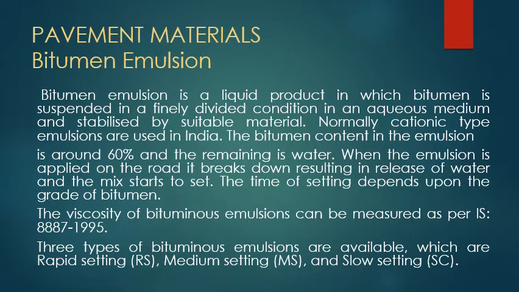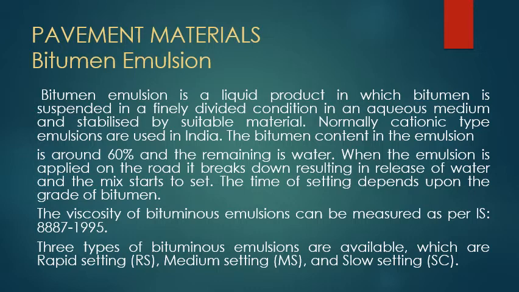This bitumen emulsion is a liquid product in which bitumen is suspended in a finely divided condition in an aqueous medium and stabilized by suitable material or some solvents. Normally, cationic type of emulsions are used in India. The bitumen content in the emulsion is around 60%, and the remaining 40% is nothing but water and the solvents.